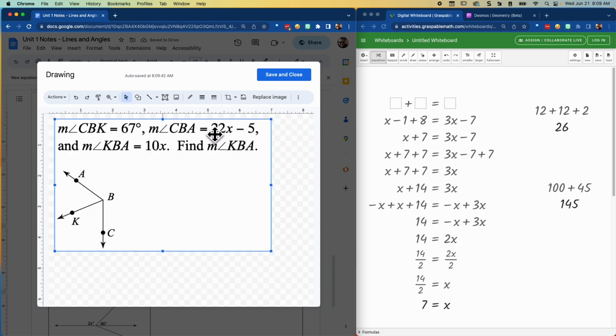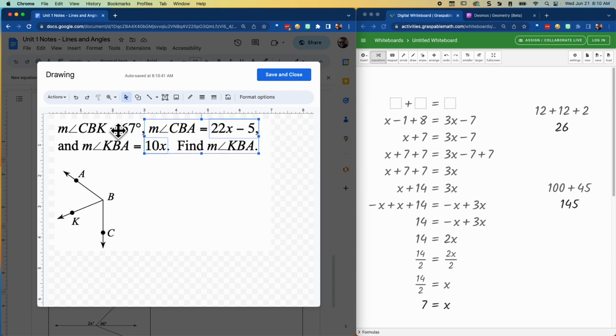So we have 22x minus 5. Let's see where that goes. We have 67 and 10x. So I'm also going to set up this drawing where it has those things already in there for you. I'm just duplicating the drawing and then, whoops. We'll just crop it down to those things. So we have a 67 degrees. We have a 22x minus 5. And then we have a 10x.